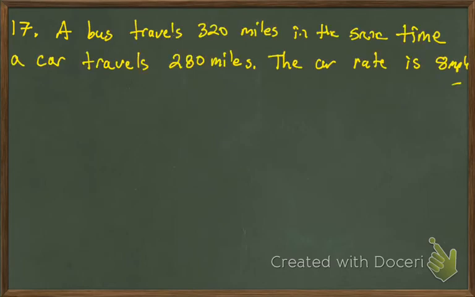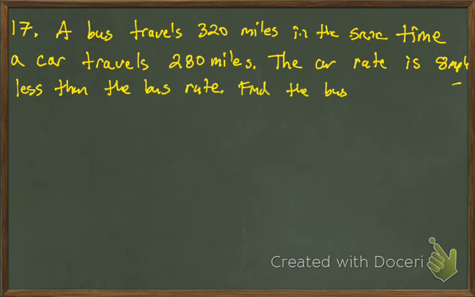Okay, so it says a bus travels 320 miles in the same time a car travels 280 miles. The car rate is 8 miles per hour less than the bus rate, so it's a little slower. And we're going to find the rate of the bus.